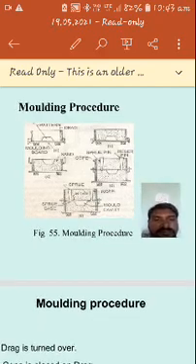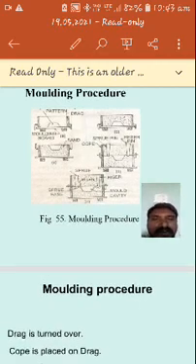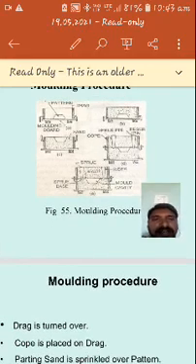It separates the sand as well as the pattern. That is the property of the parting sand. Then afterwards you take the facing sand and fill it up to 25 mm. Then you fill the backing sand completely. The excess sand is cut off by using the strike off bar. Then after that you can tilt the drag.